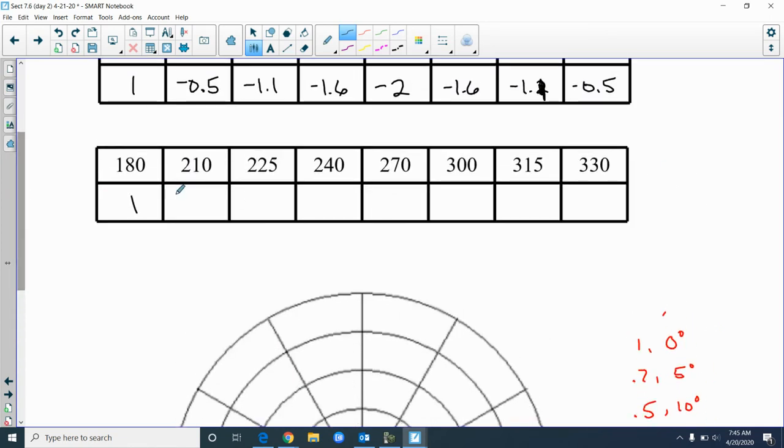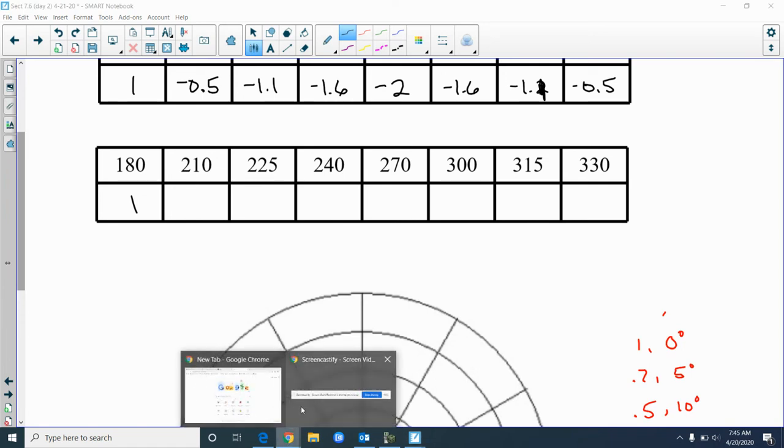All right, go ahead. I'm going to pause this. You plug in 210, you plug in 225, you plug in 240 into your equation. Write it down to the nearest tenth, see what you get. Okay, I'm going to pause this.